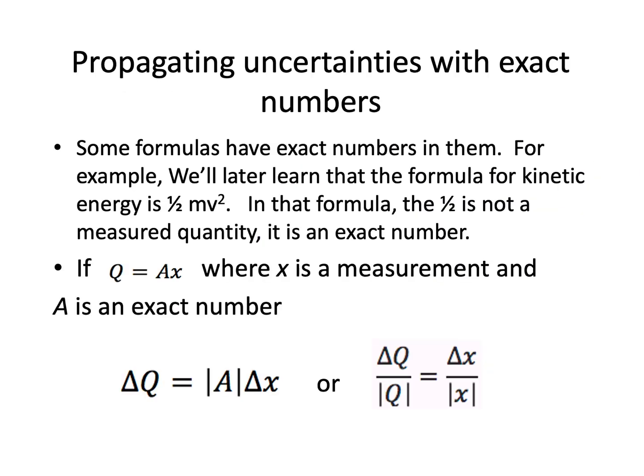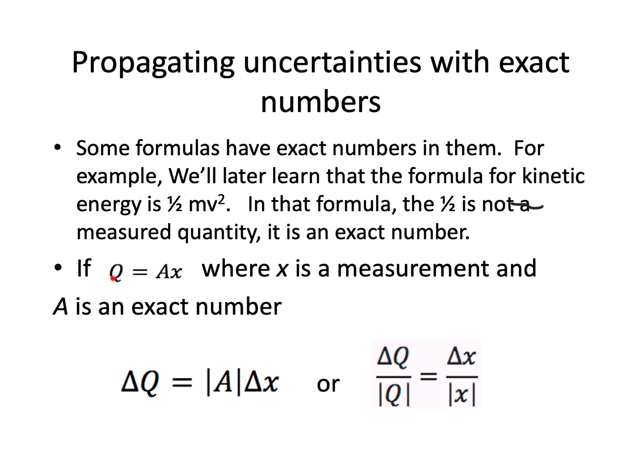Oh wait, here's a good one because it's actually not that complicated. Some formulas have exact numbers. For example, later on, we're going to learn the formula for something called kinetic energy. The formula for kinetic energy is 1/2 times the mass times the velocity squared. You may have seen that before if you took chemistry or physics in high school. It doesn't matter if that formula means anything to you or not. You just need to know there's a formula in physics that has this form: 1/2 times the mass times the velocity squared. Now here's the thing. That 1/2 is exactly 1/2. It's not 1/2 plus or minus some stuff. It's just 1/2. That's in the formula.